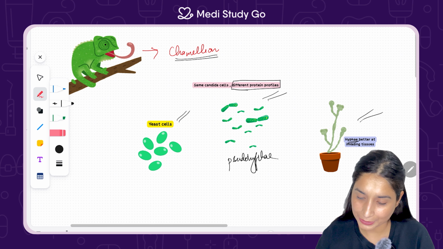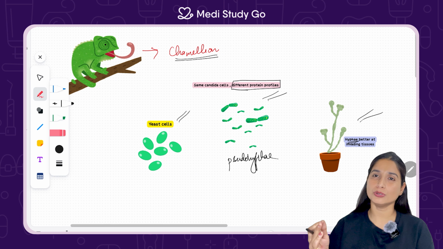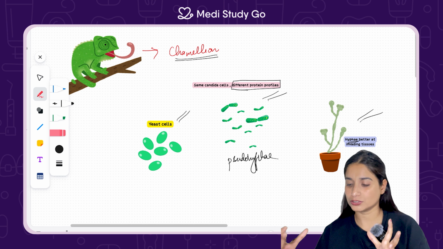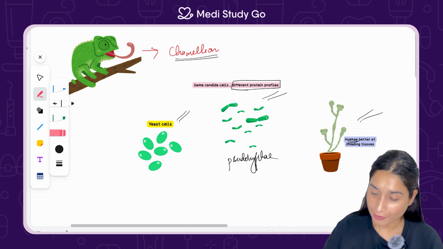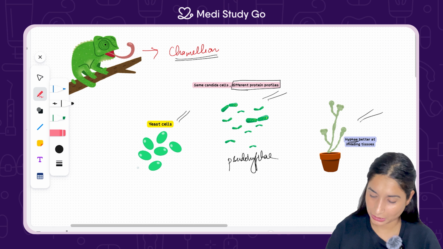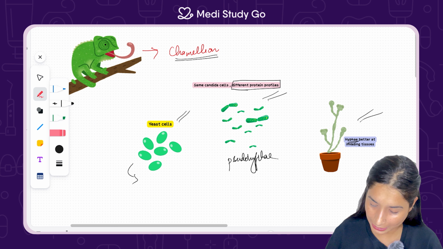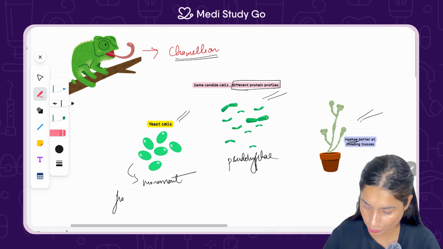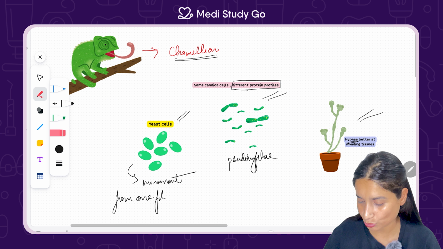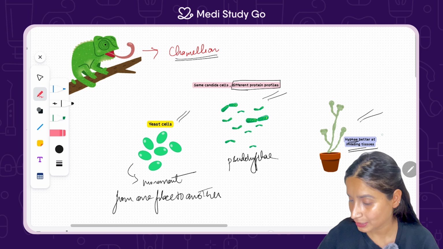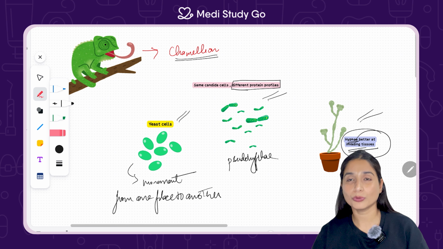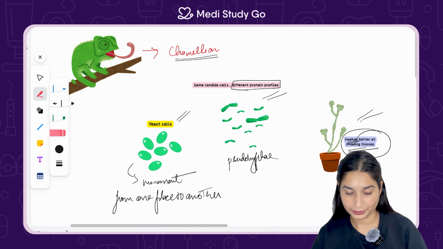Also you will see a chameleon over here. So Candida is also called a chameleon in layman terms because it changes its size and shape. So these are the three. Why are these three shapes there? These yeast-like cells, because they are round cells, help in movement from one place to another. And the hyphae ones are better at invading the tissues. So these are the three types in which you can find the cells of Candida.